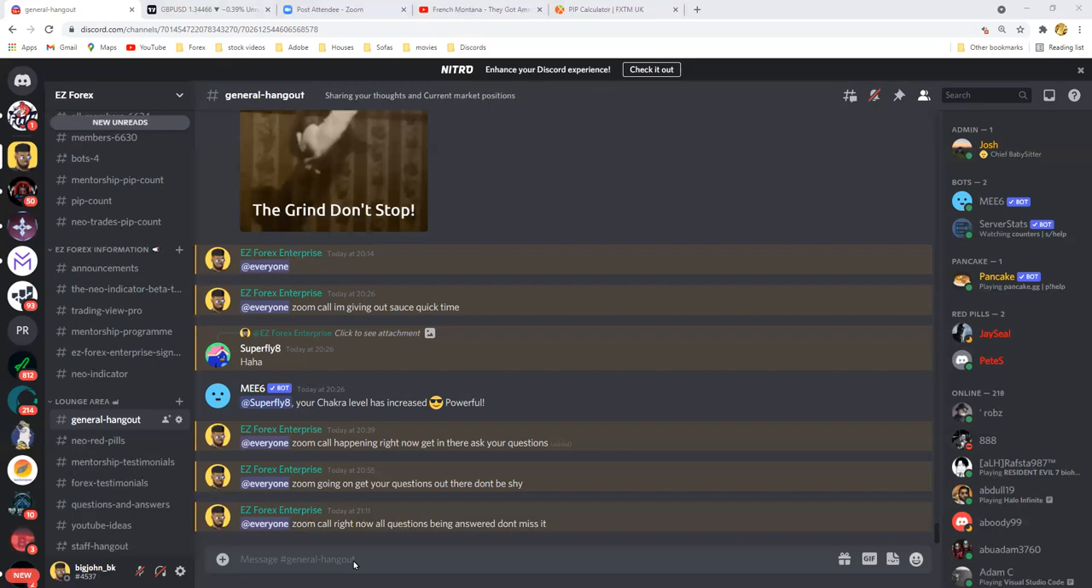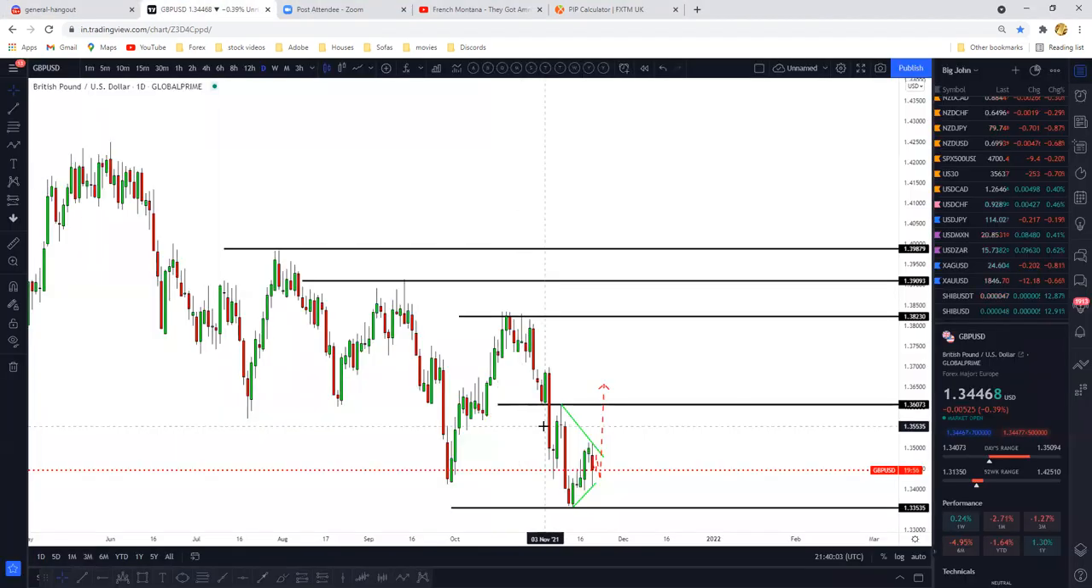USDJPY is ready, it's brewing. They're trying to fake you out right now with a sell. That's what I would say. But I believe that it's going to pull back one more time, and then I'll get my sell in.